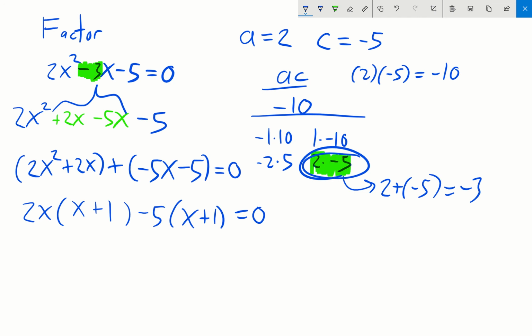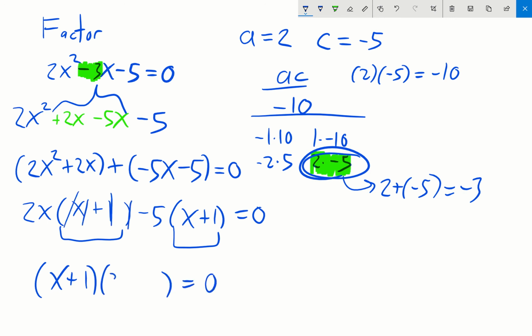And now we have two terms, and both of them share a common factor of the quantity x plus 1. So we can go ahead and factor out the x plus 1. When I factor out the x plus 1 from the first term, we would be left with a 2x. When we factor it out from the second term, we would be left with a minus 5. I'm not setting it quite equal to 0 yet. We'll do that in a minute. But we've now just factored the expression that we wanted, 2x squared minus 3x minus 5. The way that it factors is it factors as x plus 1 times 2x minus 5.